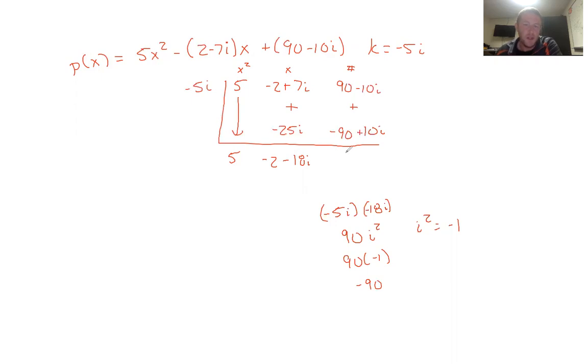So 90 plus negative 90 is 0, and negative 10i plus 10i is 0. Okay, so your remainder is 0. So if you ever get a remainder of 0, then the answer is yes. k equals negative 5i is a 0.